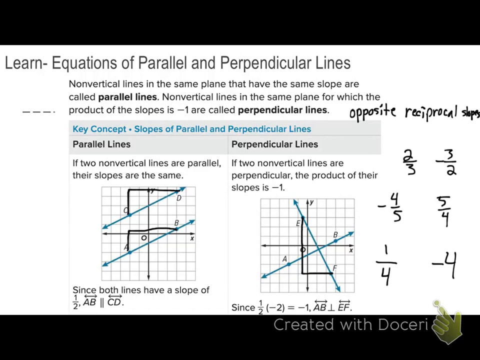Perpendicular lines have opposite reciprocal slopes. They intersect to form right angles. Okay? Any questions about that information? You need to know those two things. Parallel lines have the same slope. Perpendicular lines have opposite reciprocal slope. Okay? Yes, I got it.